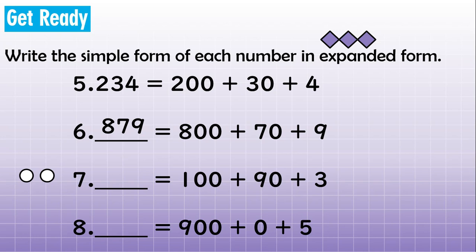Number 7, we have 100 plus 90 plus 3. The simple form for this is 193. For number 8, we have 900 plus 0 plus 5. The answer for this is 905. Okay, so if it's 0, kids, just copy it. Okay?